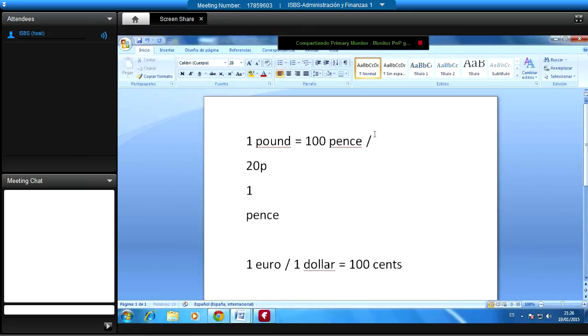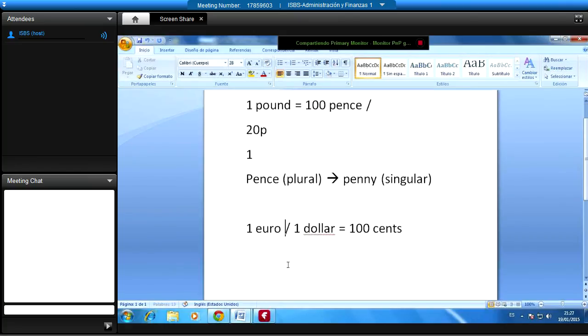P is pence, and if it's only one, because pence is plural. What is the singular for pence? It's like man, men, tooth, teeth, foot, feet, woman, women, mouse, mice, goose, geese, person, people, penny, pence. It's not pennies. So penny is singular, 1 penny, 2 pence. It's not pennies.